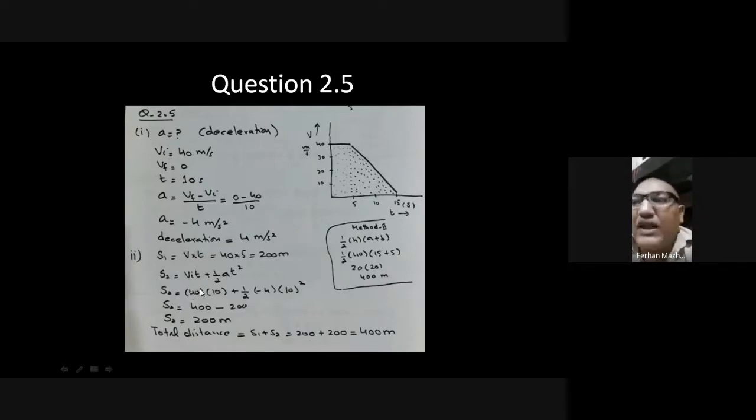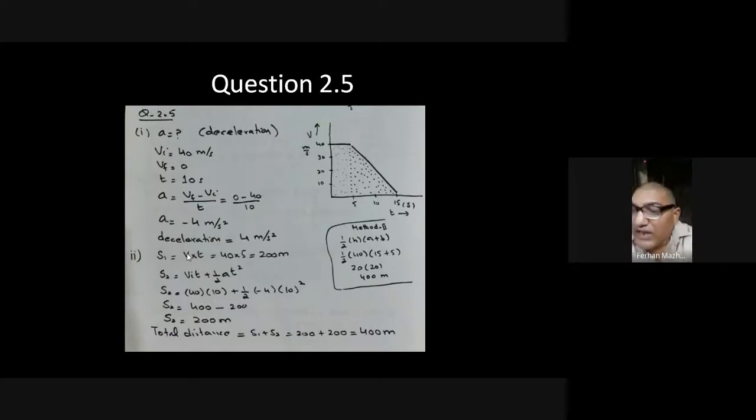Now using the calculator, 400 minus this will give you 200. 400 minus 200, that will be 200 meter. So the total distance traveled will be the distance traveled in the first portion plus the distance traveled in the second portion. That will be 200 plus 200, that will give you 400. So that's how you do this question with the help of equations.